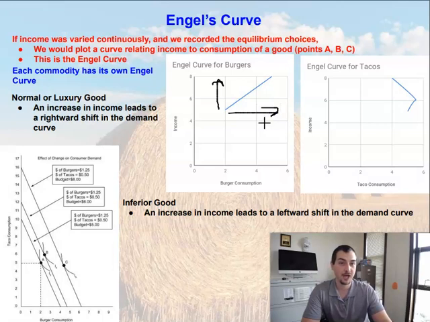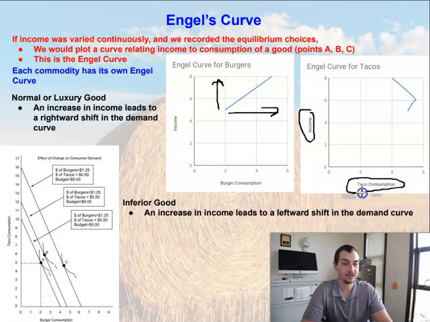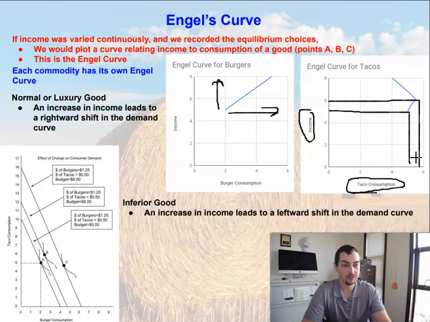Now, what happened with tacos? Tacos do something a little funky. For this Engel curve for tacos, remember that we have income on the vertical axis, and tacos, the quantity, on the horizontal axis. We had an income of $5, and we consumed 5 tacos there. Now, income rises to $6, and we're actually consuming more tacos, 5.5 tacos. But then all of a sudden, income rises to $8, and consumption falls back to right at 4 tacos.